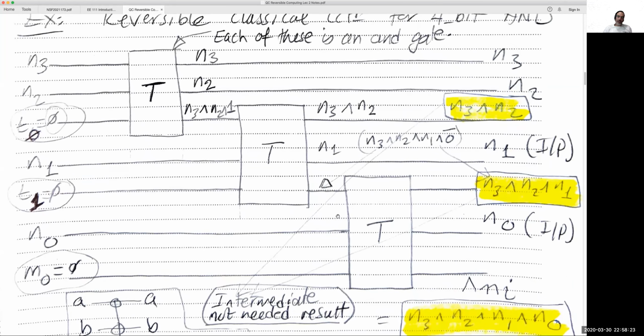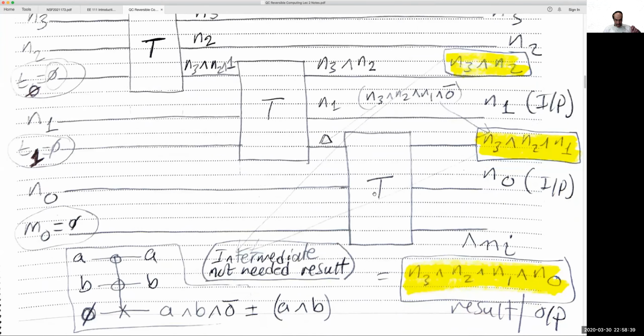Then we further cascade. Note that these bits go through without any changes. This goes through, this goes through. The only bit that changes is this target bit. Now, in the third Toffoli gate, again, it's a cascade like what you see. The output of this is fed into the input of this, and the output of this is fed into the input of this. So here you have N3, N2, and N1 all ANDed. Then you add N0, and then you add another 0 bit, and we are calling it M0. We get back what is here, so we get N3, N2, N1 all ANDed. Then we get N0, and then we get at the end here N3 ANDed with N2, ANDed with N1, ANDed with N0.